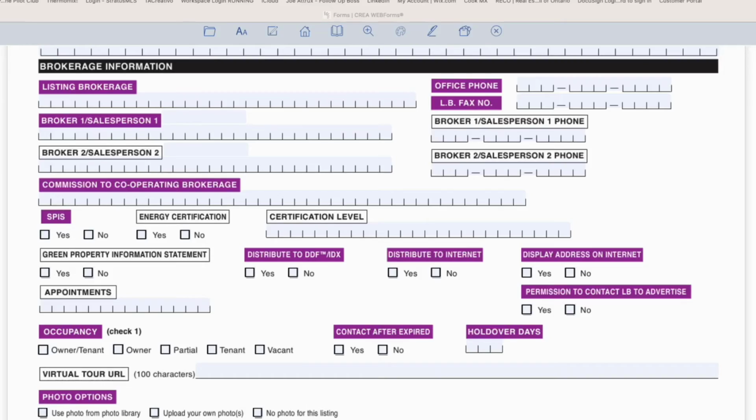Okay. And then down at the bottom, the brokerage information, which would be, in this case, our office. Correct. And broker salesperson 1, broker salesperson 2, SPIS. Yep. And then distribute to the internet and so on. Is there anything else, Terry, that you can think of?